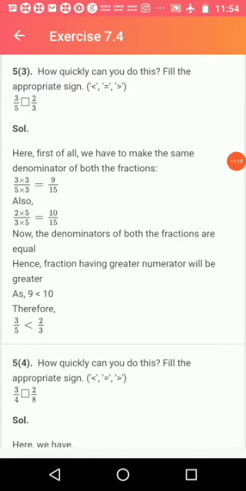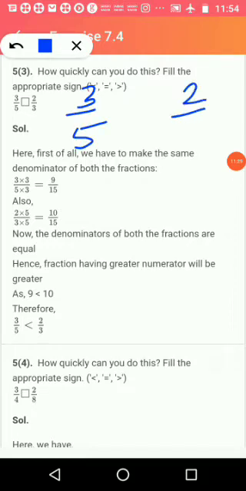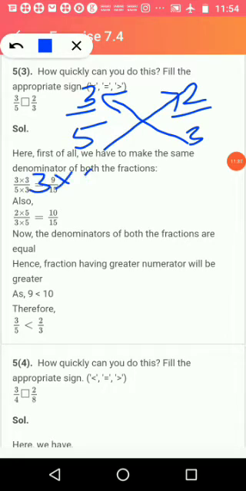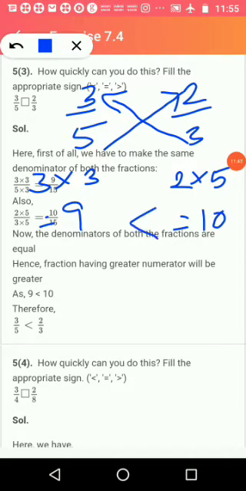3 by 5 and 2 by 3, what will you do? I said you can cross multiply. So 3 by 5, 2 by 3. Take this 3 to the numerator and 5 again to the numerator. So 3 into 3 and here it is 2 into 5. Do not interchange that. So this is equal to 9 and this is equal to 10. So 10 is greater. So 3 by 5 is less than 2 by 3. Okay. Next.